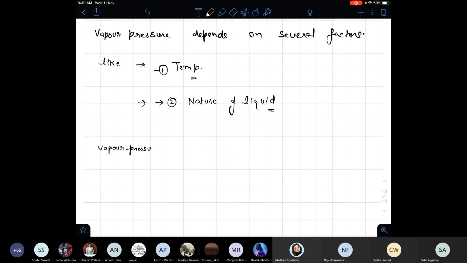Vapor pressure is directly proportional to temperature.